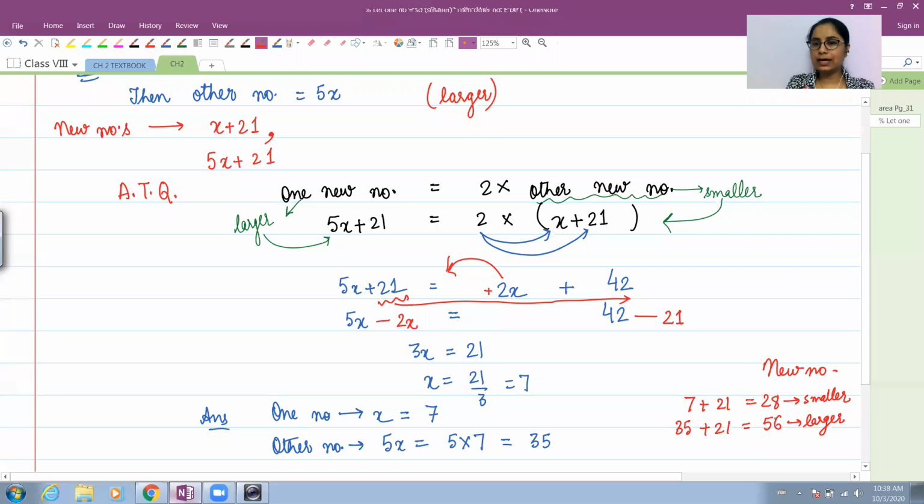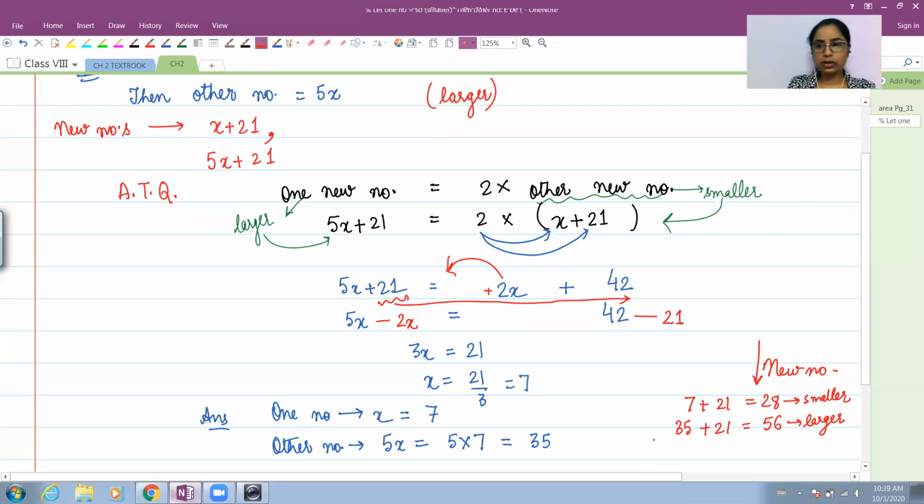Now, can you see the larger number is 2 times the smaller number? Yes, ma'am. Right? And this is how we form the equation. When we made the equation, we wrote: larger number equals 2 multiplied with smaller number. This is how you can check your answer.